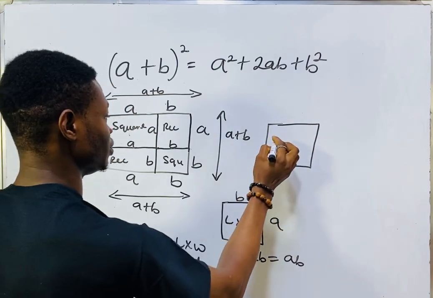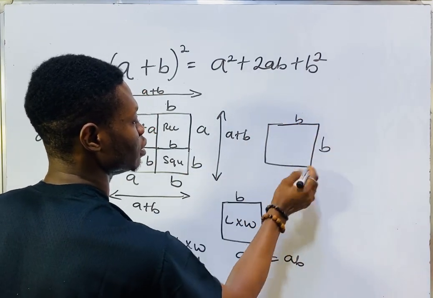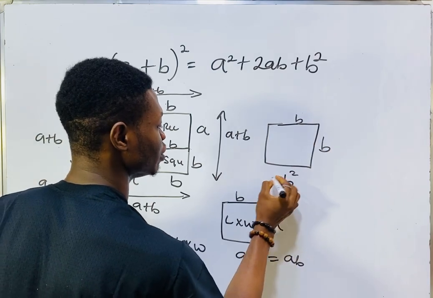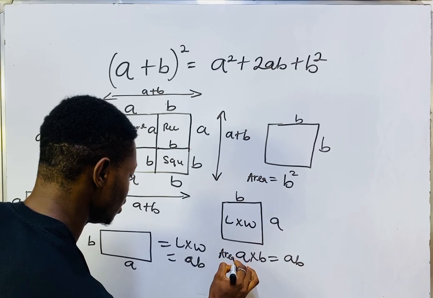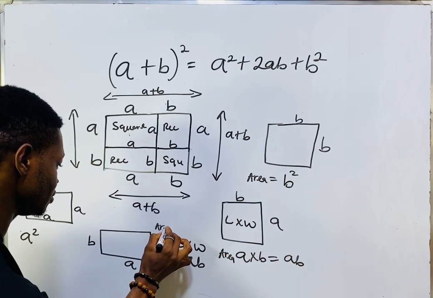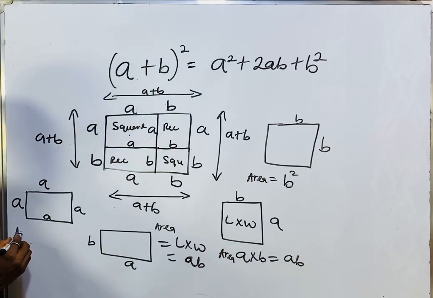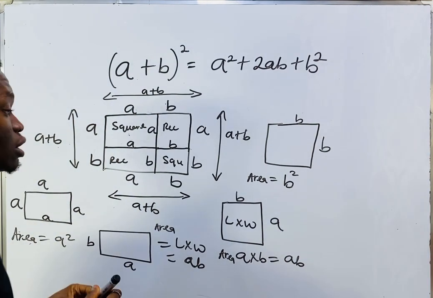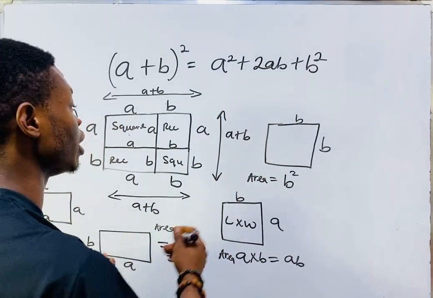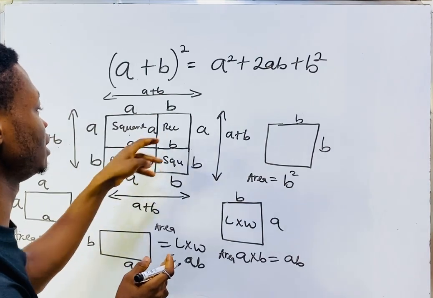Now let's bring out this square. Now this smaller square will give us bb, right? B times b, which is b squared. That is the area. The other area is a squared. Hope you are getting it. So we are going to sum all the areas of these two squares and these two rectangles.